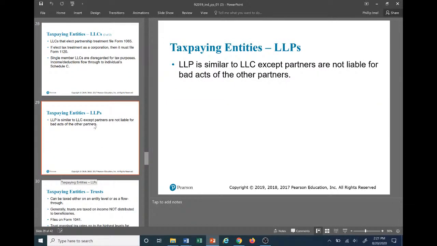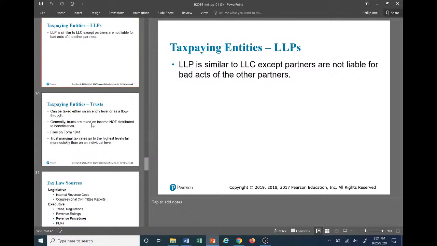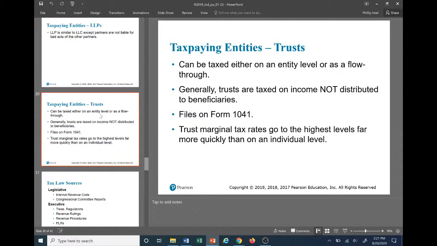What about the LLPs? It's similar to the LLC, except partners are not liable for the negligent acts of their other partners. So same rules, just in the form of a partnership, and it protects them against the other negligent partners, if there are any.